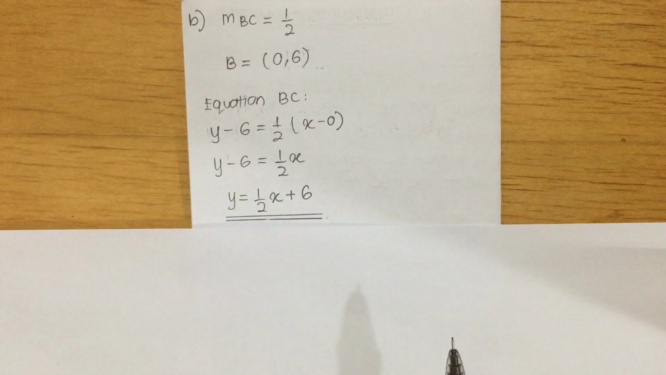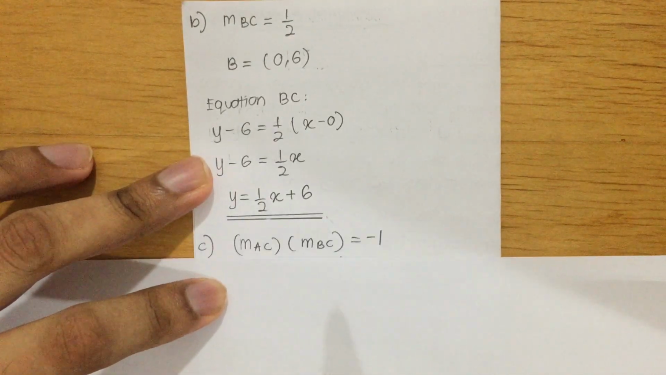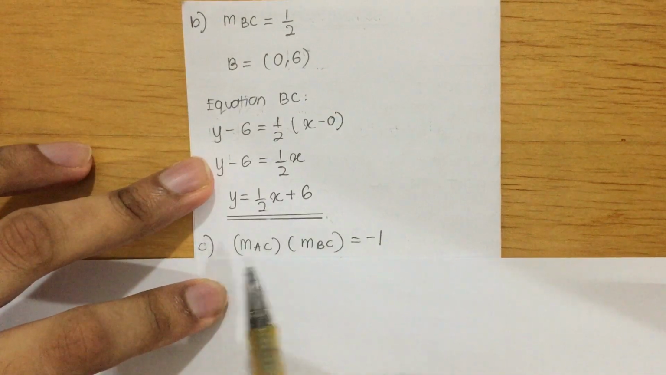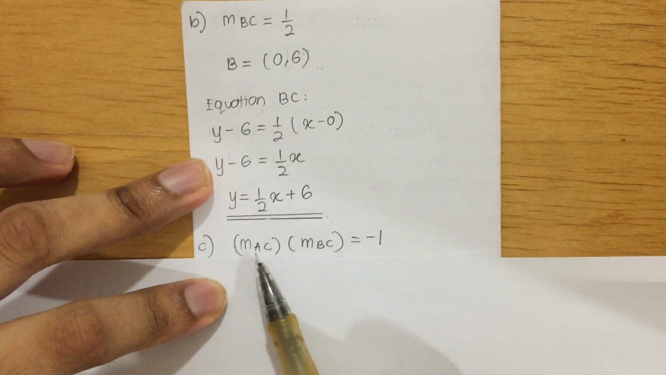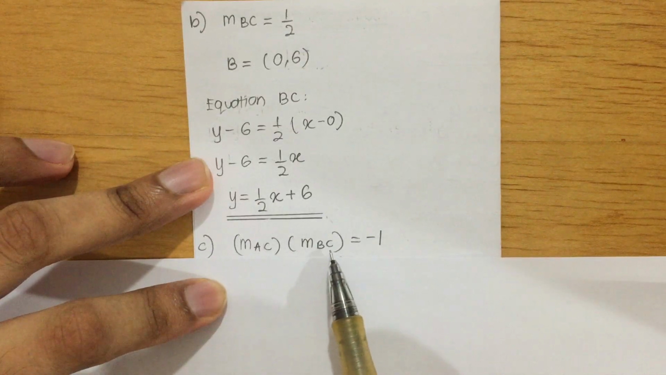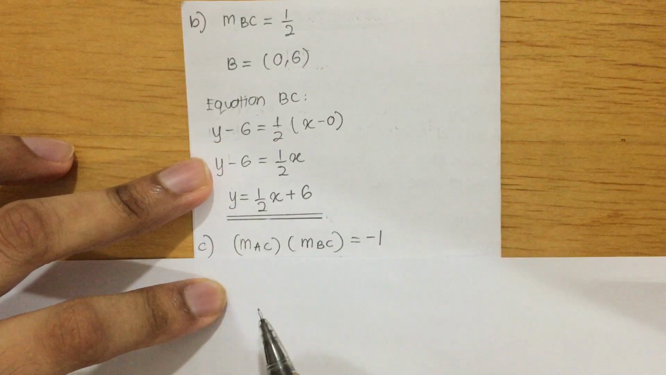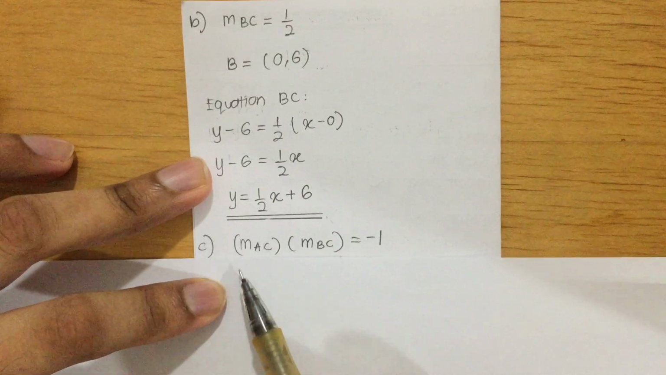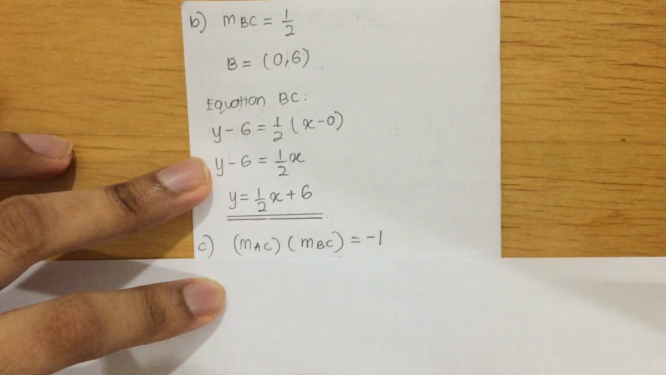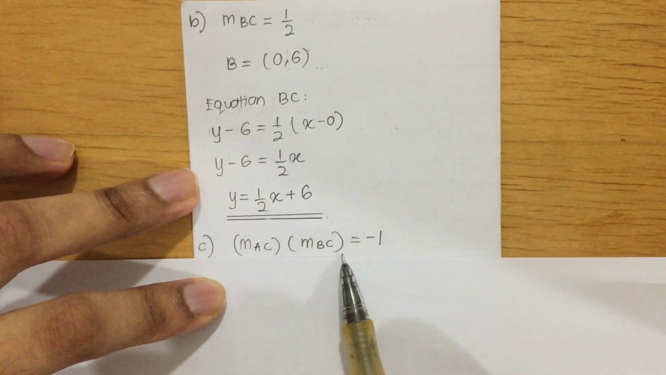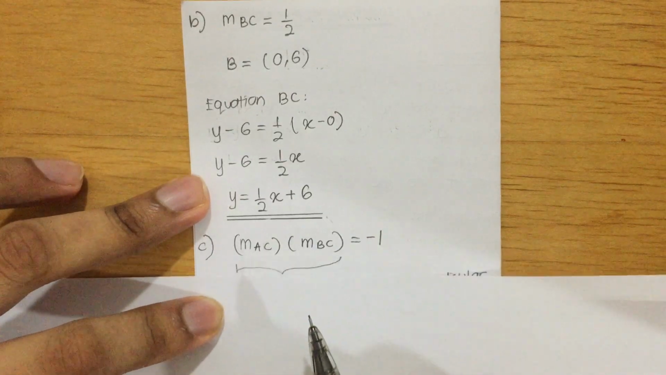Alright guys, let us proceed to find the equation AC now. But then we have no idea how to find equation AC. However, the question already gave us a small hint that the line of AC and the line of BC are perpendicular. So from there you can calculate using the formula, gradient of AC times gradient of BC is equal to negative 1. We have already found the gradient of BC from question B, which is 1 over 2.